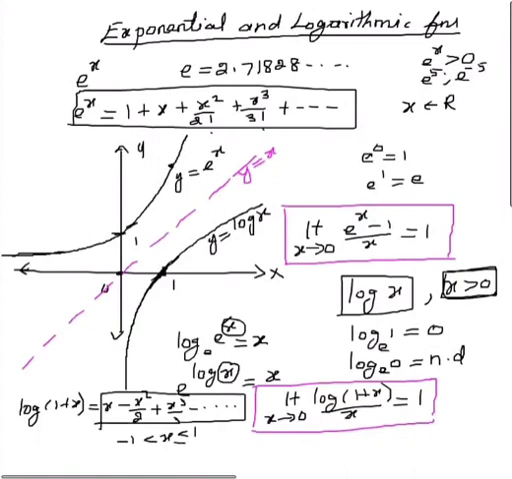Now let us do the supplementary exercise using these two limit formulae. Exercise 13-2. Evaluate the following limits if they exist. First question, limit x tending to 0 of e raised to 4x minus 1 divided by x.